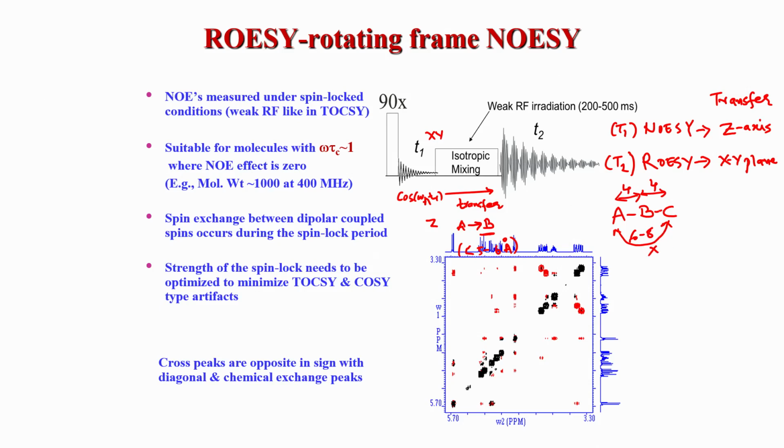But still I may end up seeing a peak between A and C, and this is what I refer to as the spin diffusion effect, which basically says that the magnetization has gone from A to B and then from B to C during the mixing period. So, it looks as if the magnetization actually has come from A to C. This is the mistake that typically happens in interpretation in NOESY: I may see a cross peak between A and C, but actually A and C are not really close.